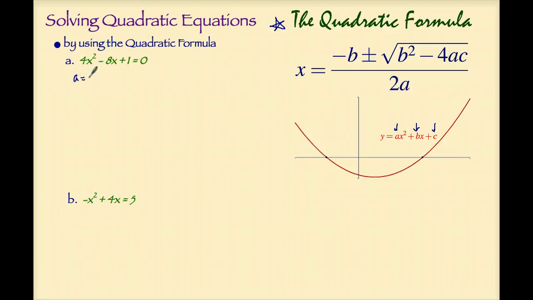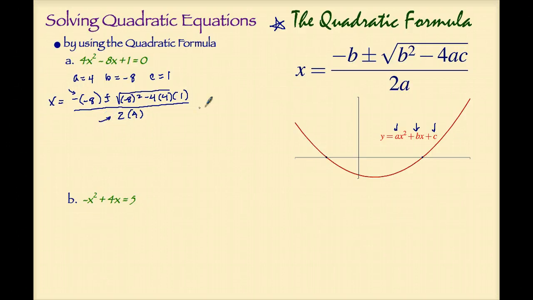A is equal to 4, b is equal to -8, and c is equal to 1. The formula says your solutions will be -b, which is -8, plus or minus the square root of b squared, so in this case -8 squared, minus 4 times a times c, and all of this will be over 2a. Now, when simplifying the quadratic formula, you're probably not going to have any trouble simplifying that section or this section.